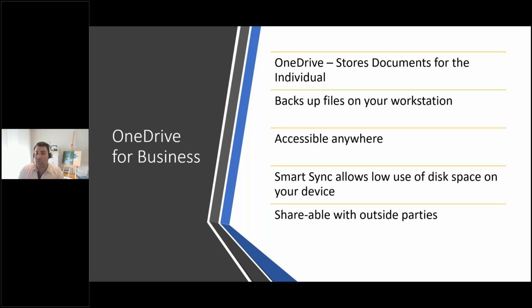Smart Sync is a feature on OneDrive that allows you to have access to a lot of documents as though they are on your device, but they're actually using just a small amount of data. And data is shareable with outside parties. You can share a folder or a file with a third party, and you can require them to authenticate, so you can't just let a stranger access that data.